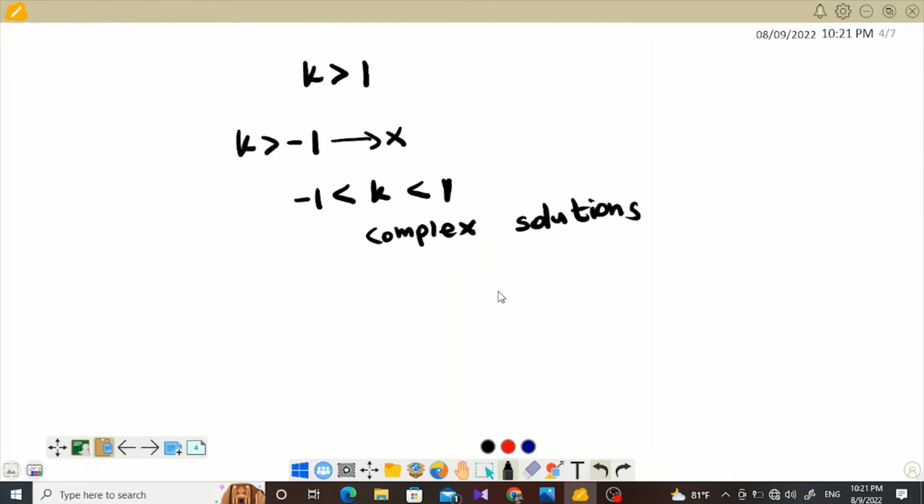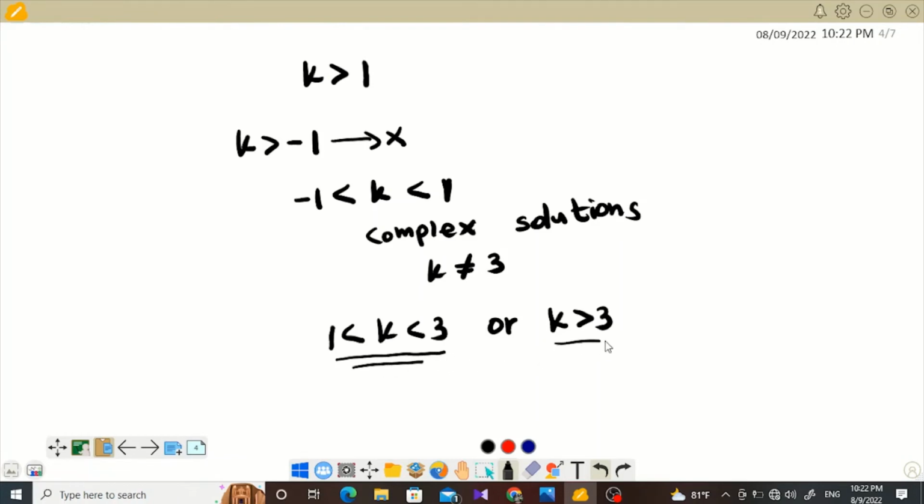And from the product of roots, we know that k cannot be equal to 3. So our value range must be k greater than 1 and smaller than 3, or k greater than 3. These two conditions must give us the positive roots. So these are the k value ranges where alpha and beta are positive values.